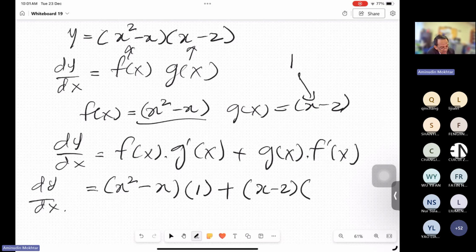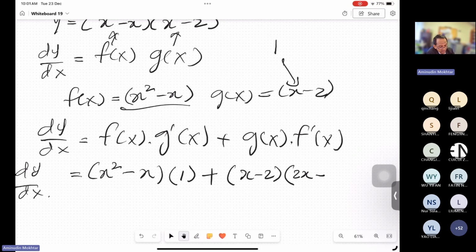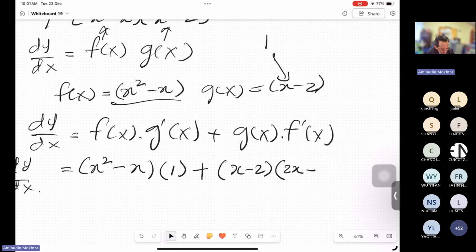The first derivative of x squared minus x: for x squared we can apply the rule of the power of x, which gives 2x, minus x, whose first derivative is 1. So there is the answer.